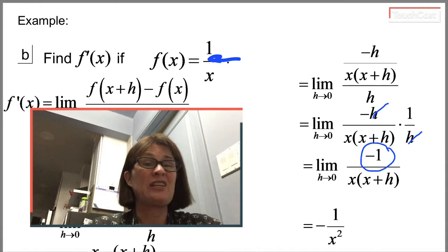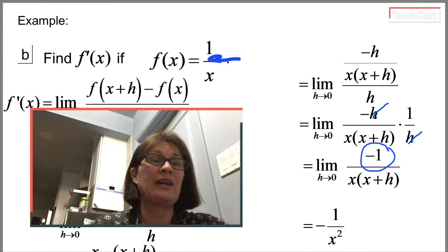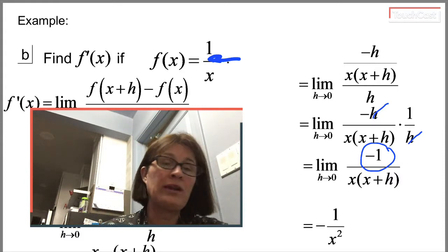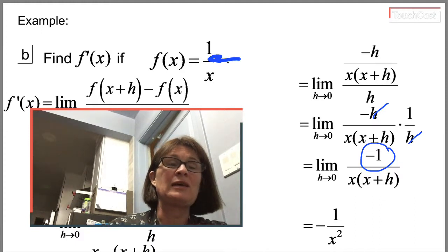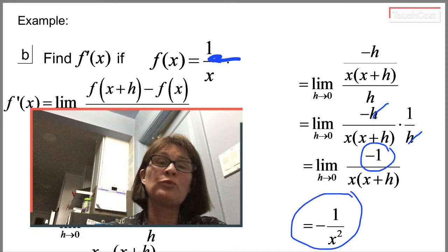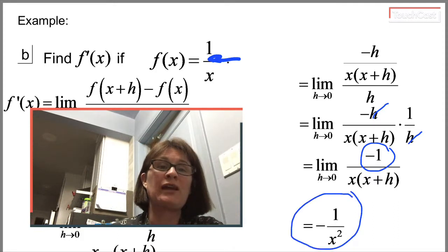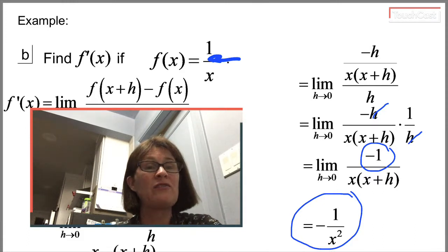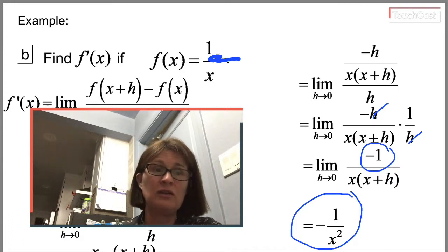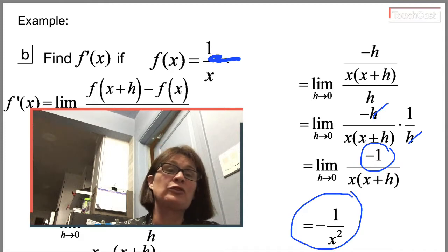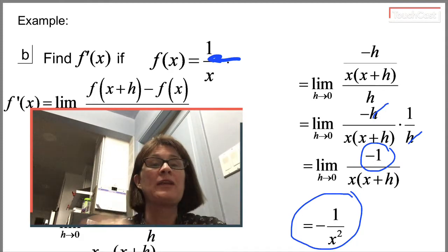And I end up with the limit as h goes to 0 of negative 1 over x times the quantity x plus h. Now, I won't have a problem when I substitute 0 in for h. I'm going to have x times x in the denominator, and that's what happens. I end up with a derivative rule of negative 1 over x squared. And it turns out that that's exactly correct. If you needed to find the slope of the 1 over x function, then you could use this formula, negative 1 over x squared, to give you the slope at any point on the original f function.